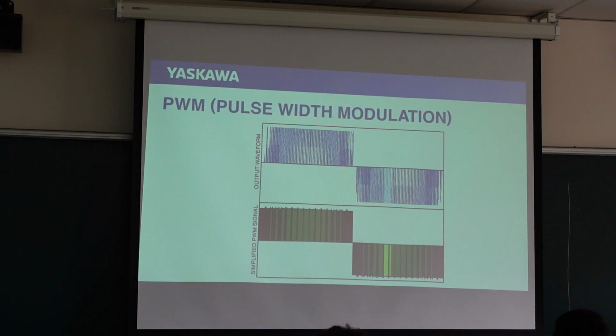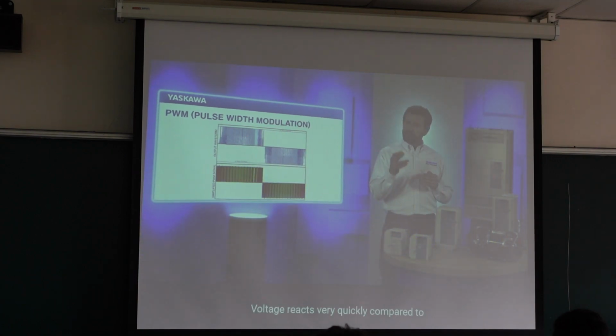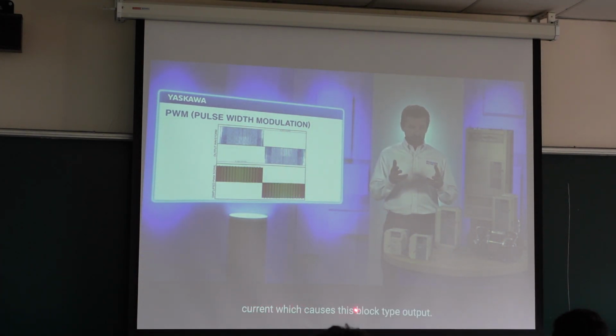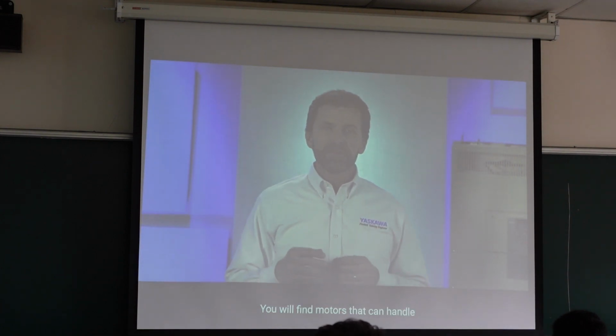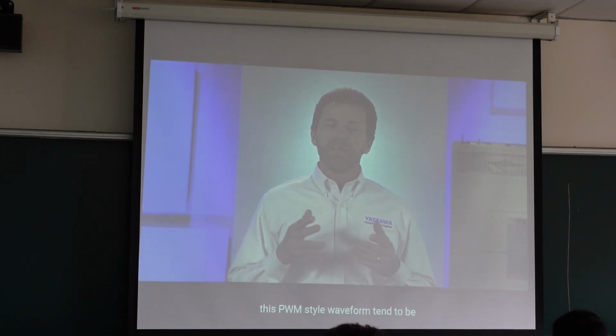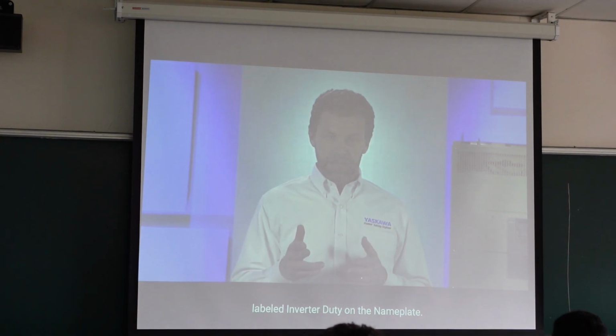You will notice that the voltage waveform is almost square, but is happening in the positive and negative regions. That's because the IGBTs are pulling from the constant DC bus. Voltage reacts very quickly, which causes this block-type output. The pulses are high in amplitude, but the RMS or root mean square voltage appears equivalent to the motor-rated voltage. You will find motors that can handle this PWM style waveform tend to be labeled inverter duty on the nameplate.